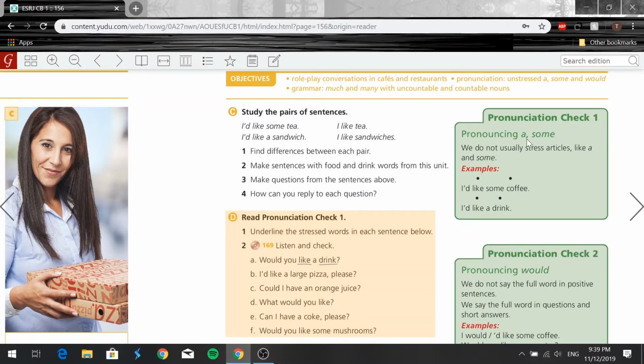Pronouncing a and some. So these are articles, right? So you guys got to know that we do not usually stress the articles like a and some. So when we're speaking, don't add unnecessary stress on articles such as a and some. So I'd like some coffee, okay? Cruise through it. Don't just stress it, okay? I'd like a drink, okay? Add the stress before and after, but don't add stress on the article itself, okay?